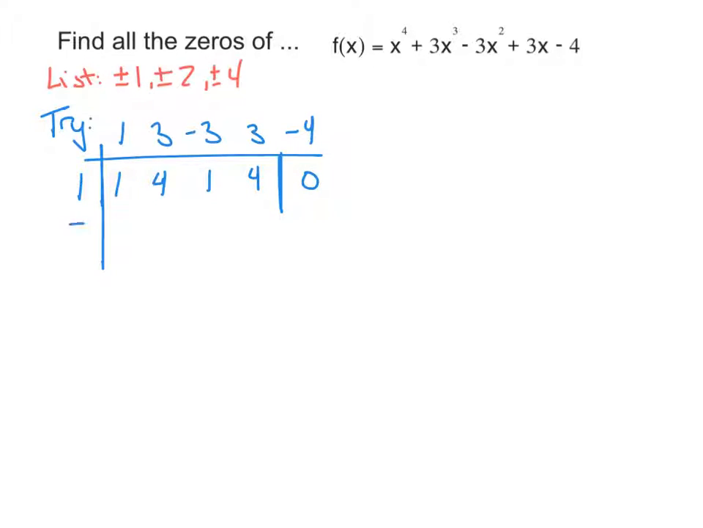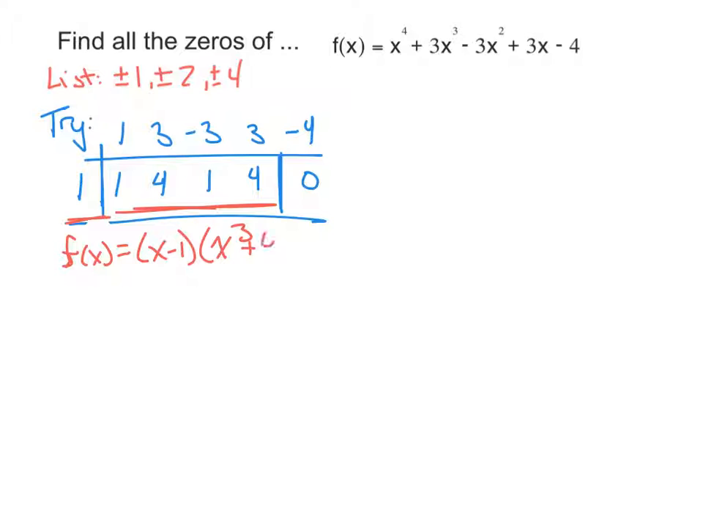Since 0 is our remainder, that means that we know what one of the zeros is, and we can start factoring f of x. In fact, we know that f of x now has to be x minus 1 from the first factor, and this part gives us the second factor, x cubed plus 4x squared plus 1x plus 4.